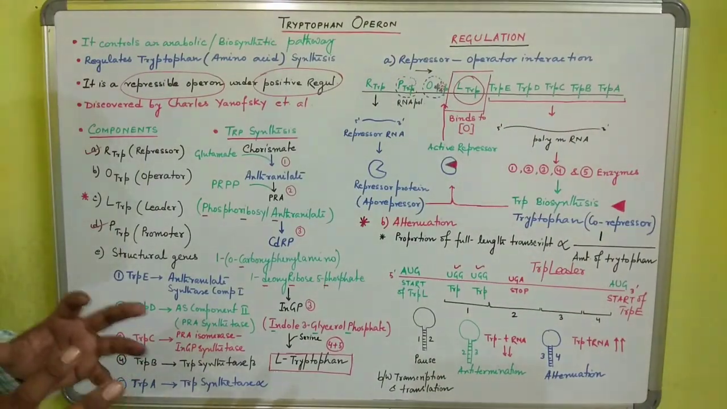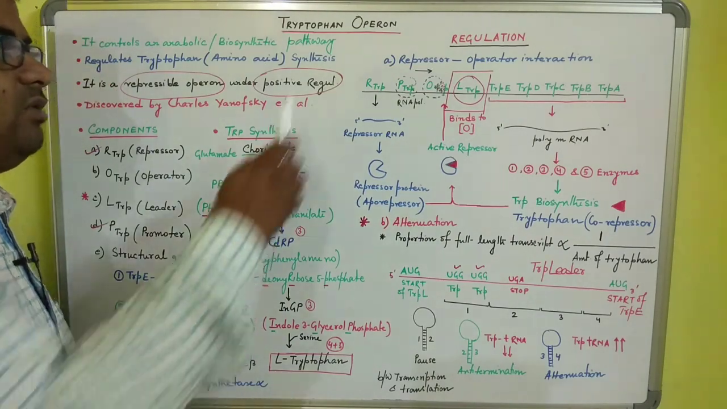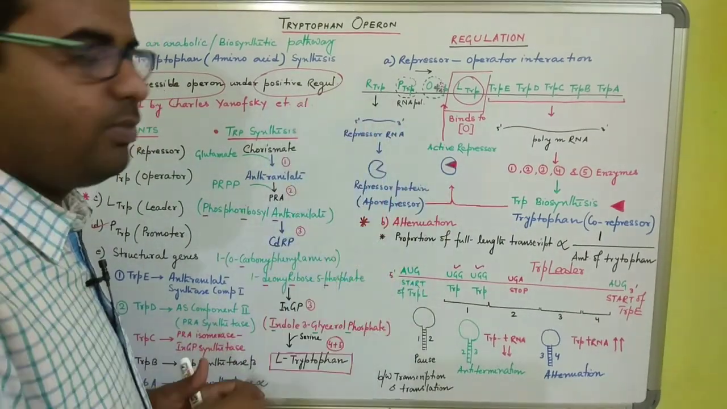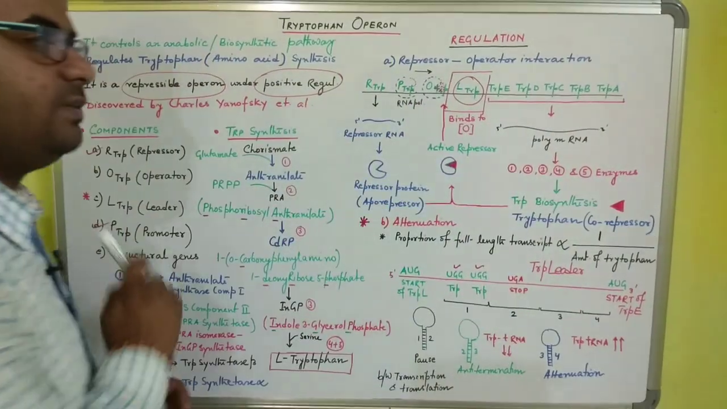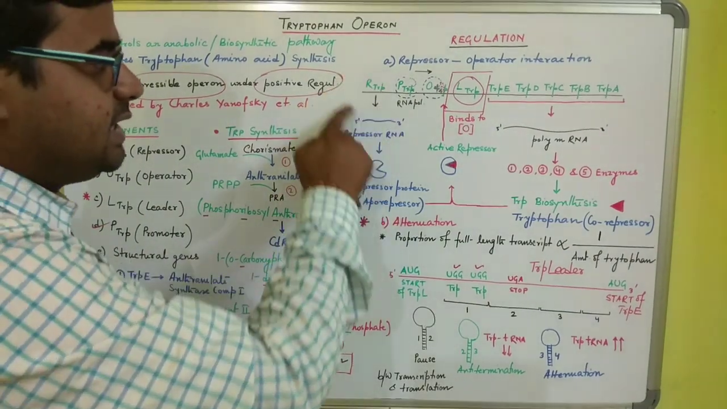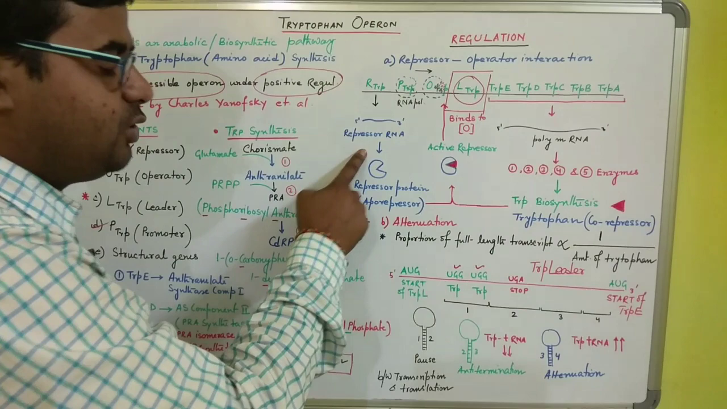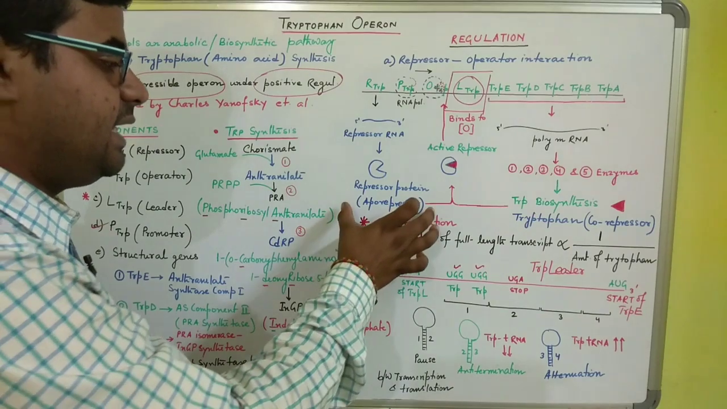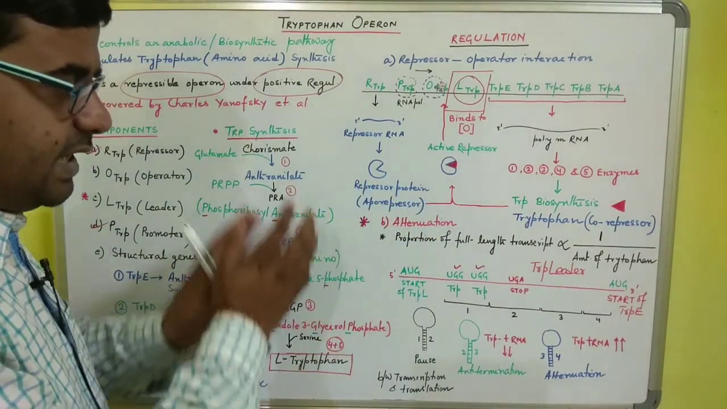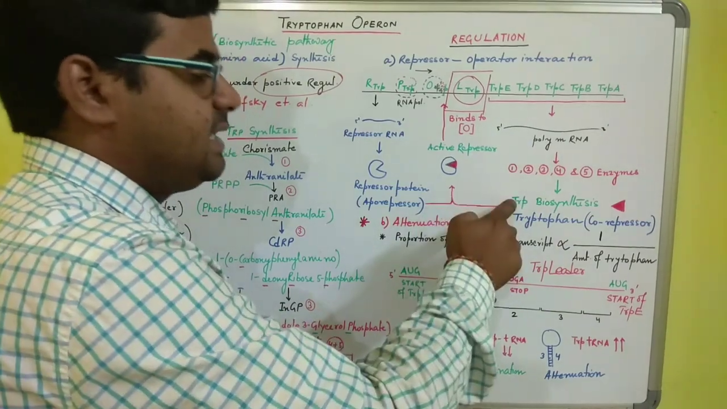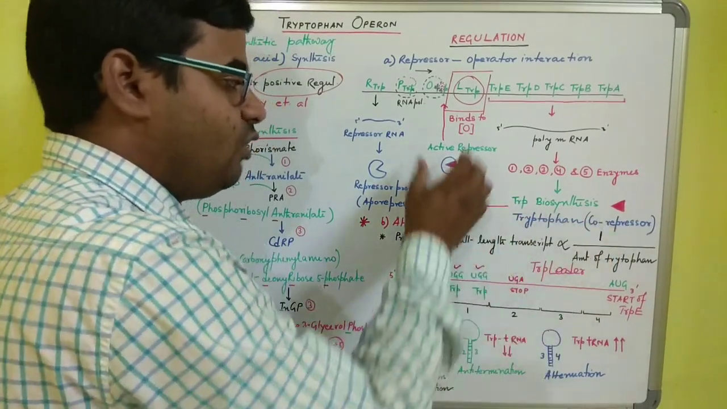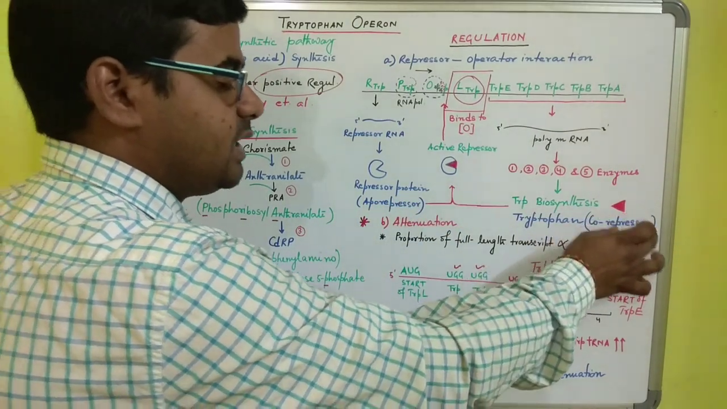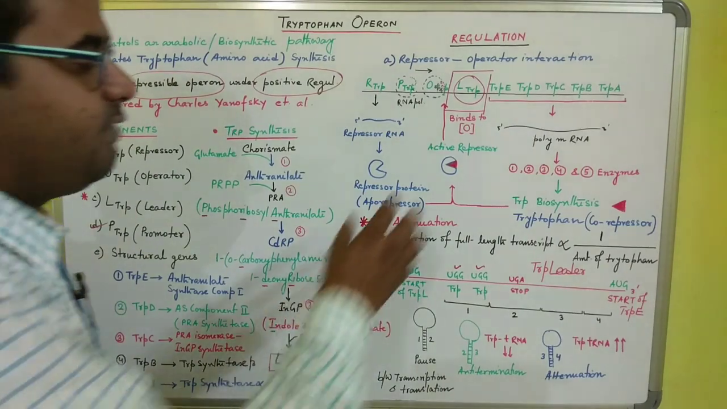Now coming to the regulatory part of the tryptophan operon. How is the tryptophan operon being regulated? There are two modes of regulation in the case of the tryptophan operon. The first is the repressor-operator interaction. Now the repressor sequence undergoes transcription and translation to form the repressor protein, but this repressor is not the active repressor, and it is called the aporepressor. It requires the presence of tryptophan itself, which acts as a co-repressor, to form the active repressor. So here this aporepressor binds with tryptophan, which is the co-repressor of this operon, and forms the active repressor.